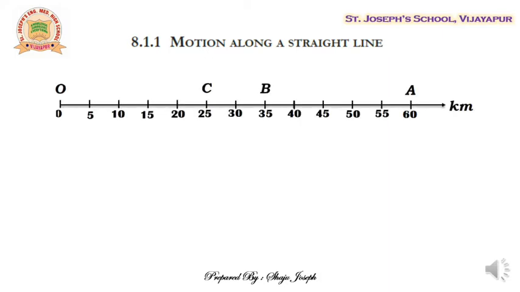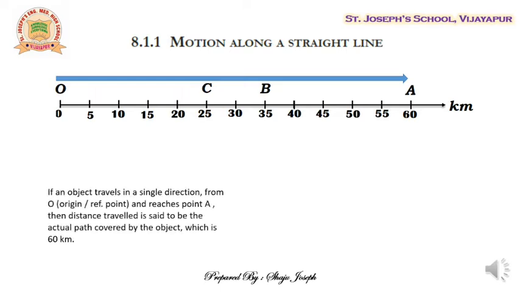Let us consider the motion of an object along a straight line. Here we have drawn a line, almost like a number line it looks. We have graded it according to kilometers. Now let us assume an object starts from the origin O here. O will be our reference point from where the object starts to move. The arrow here indicates the direction of motion. So the object has moved from O to A. The total distance traveled by the object will be 60. This actual path covered by the object, we will call distance traveled.